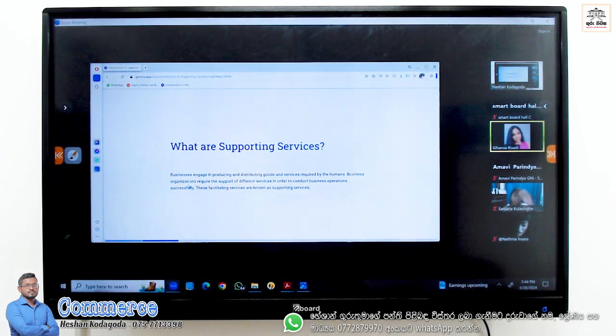So, what are supporting services? Businesses engage in producing and distributing goods and services required by humans. Business organizations require the support of different services in order to conduct business operations successfully. These facilitating services are known as supporting services.